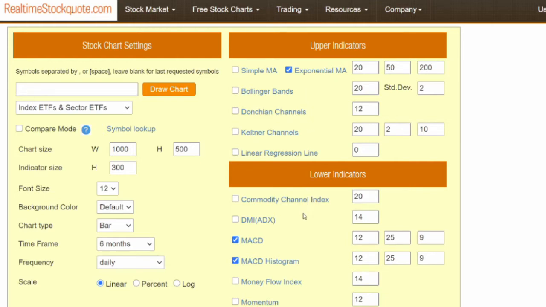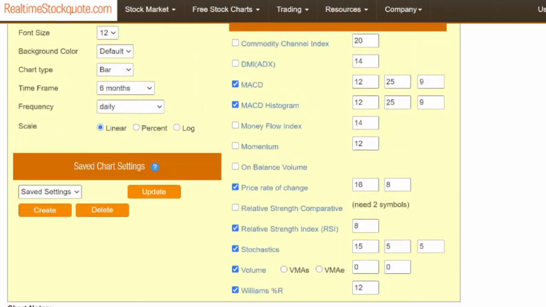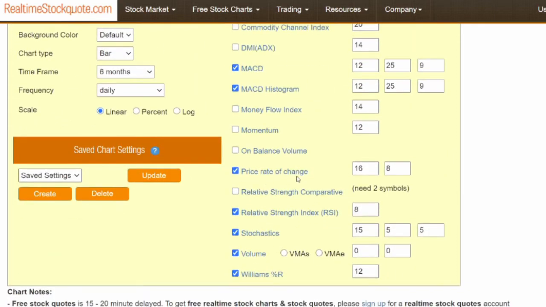Moving on down here, you can click on any of these oscillators that you want. It's just that I happen to like the MACD. The MACD histogram, as you can see, I've clicked blue there. Moving down here, price rate of change, relative strength, stochastics, volume, and then the Williams %R.